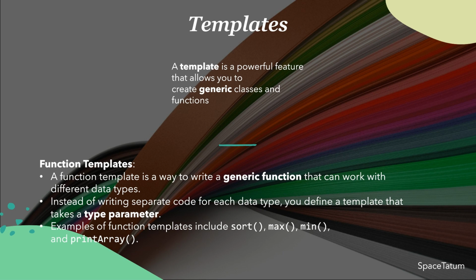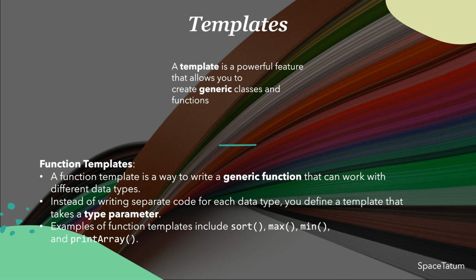Instead of writing separate code for each data type, you define a template that takes a type parameter. And I also highlighted type parameter because that is also something that you need to know. Type parameters allow you to create generic code that operates on different data types without knowing the specific types in advance. Examples of function templates include sort, max, min, and print array. And you see that it has the parentheses next to it. That's how you know that it would be a function template.